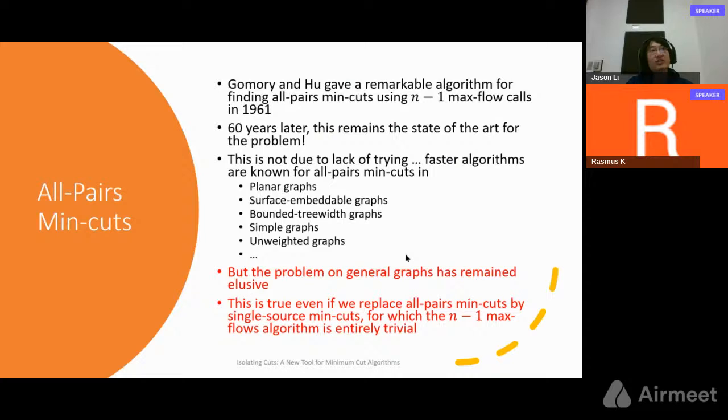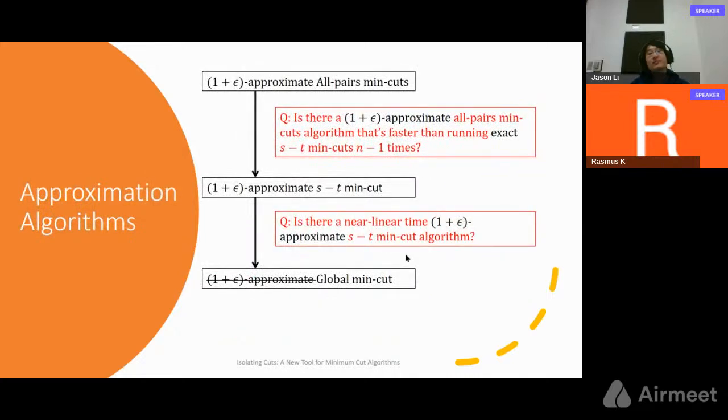For now, let's consider a different direction that also attempts to make some progress on this problem, which is approximation. Since exact all pairs mincut has resisted attempts for 60 years, let's consider what if we relax the condition to just wanting approximate all pairs mincuts. For this case, we can ask 2 very similar questions. Is there a 1 plus epsilon approximate all pairs mincut algorithm that's faster than running exact ST mincut n-1 times? This is essentially the most relaxed version that you can ask for these 2 problems. And similarly, you can ask a similar question for these 2, which essentially boils down to, is there a near linear time algorithm for 1 plus epsilon approximate ST mincut? So a beautiful line of work due to Sherman, Kelner, Lee, Orecchia, Sidford, and Richard Peng shows that 1 plus epsilon approximate ST mincut can indeed be solved in near linear time. So this essentially closes this problem in the approximate setting.